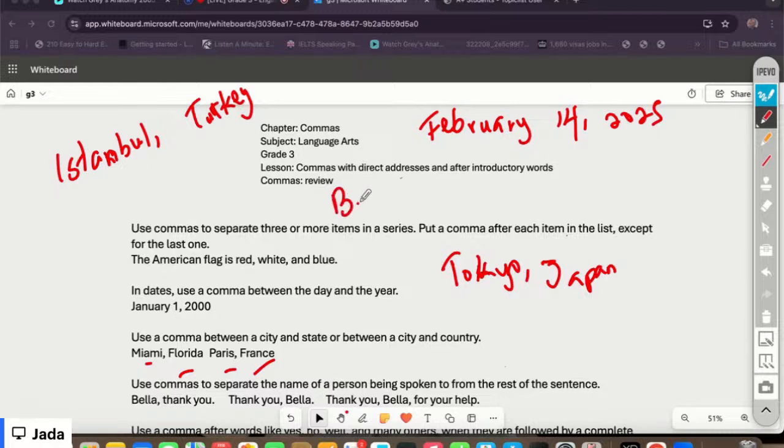We could have, for example, Berlin, Germany. Just like this, okay, this is how you make sure that you write your city and the country with the comma in between. Okay, so moving on.